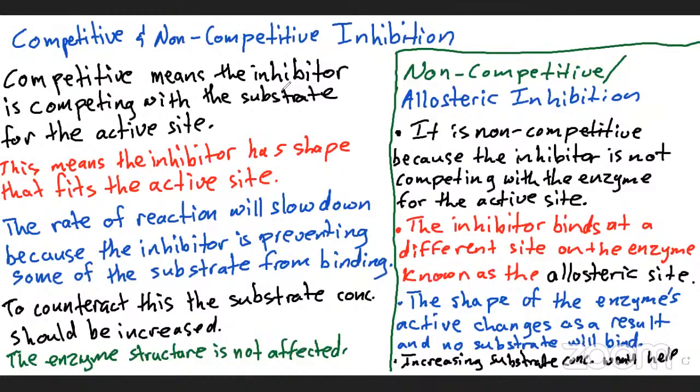Sir, for the allosteric inhibition, you have competing with the enzyme for the active site. Should it be the substrate? Wait, for allosteric? Which part? In black at the top. Black? It is non-competitive because the inhibitor is not competing. Yes, thank you. Substrate. Answer that right. It is not competing with the substrate.